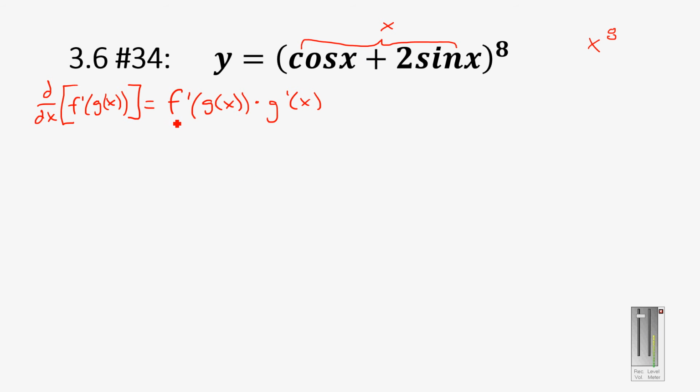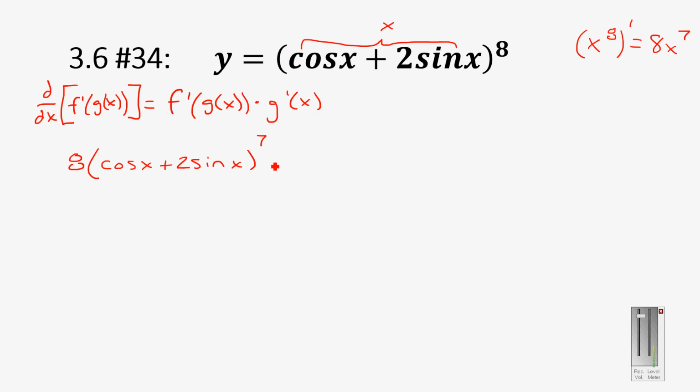So the derivative of the outside: take whatever's on the inside, raised to the eighth power, so the 8 comes down in front. So it's 8 times g of x left alone, cos x plus 2 sine x, to the 7th power. So that's your power rule. We know that if I take the derivative of x to the 8th, it's equal to 8x to the 7th. Well, that's really what I did. This is 8, but my x is everything inside, raised to the 7th power.